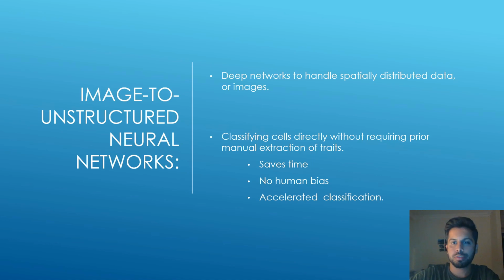These are deep networks to handle spatially distributed data or big sets of images. And these are really helpful, especially in microfluidics, for classifying cells directly without having any prior extraction of traits. It saves a lot of time. There is no human bias involved in this because everything from start till end is done on computer and hence all the results are much accelerated.